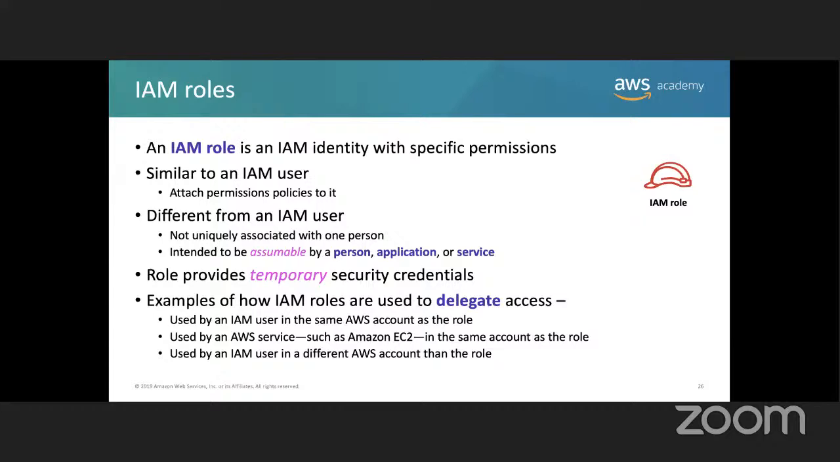Example of how IAM roles are used to delegate access. Used by an IAM user in the same AWS account as the role. Used by an AWS service such as Amazon EC2 in the same account as the role, and used by an IAM user in a different account down the road. So you can have cross-account roles. Someone from another account can have a role and access your account, your services. Roles are the ones that allow or deny permission to services.